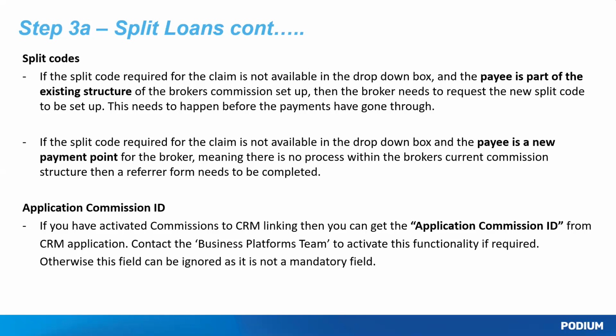Okay, application commission IDs. If you have activated commissions to CRM linking, then you can get the application commission ID from the CRM application. You can contact the business platforms team to activate this functionality for you if it's required. If the application commission ID is not required, you can ignore this field because it is not mandatory.